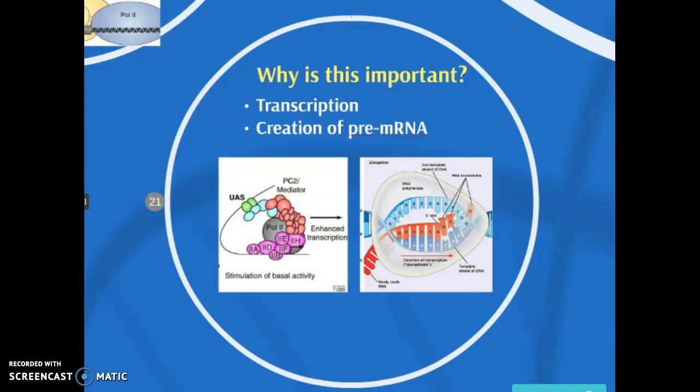Why is this important? It is important because it regulates transcription. But it is also very important because it allows for the creation of pre-mRNA or not. We are either going to transcribe that pre-mRNA for that protein that we are going to need in order to continue the function or the goal of transcription.